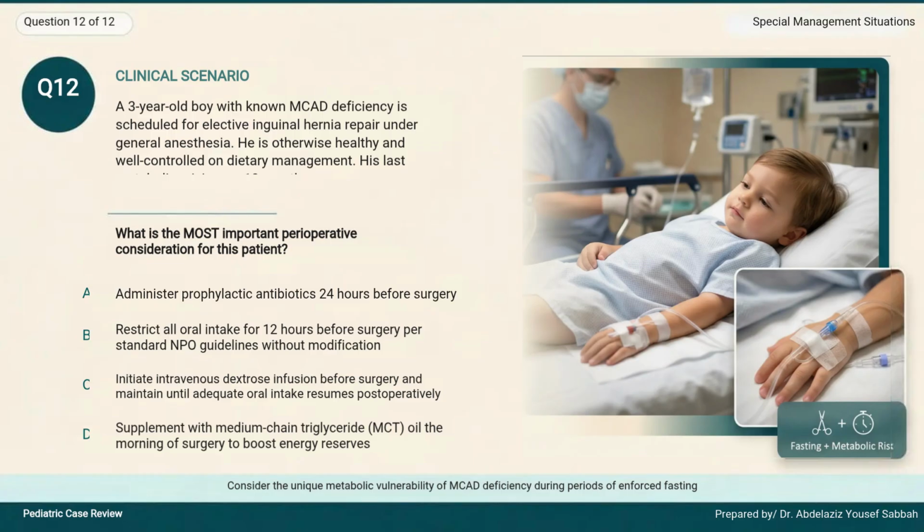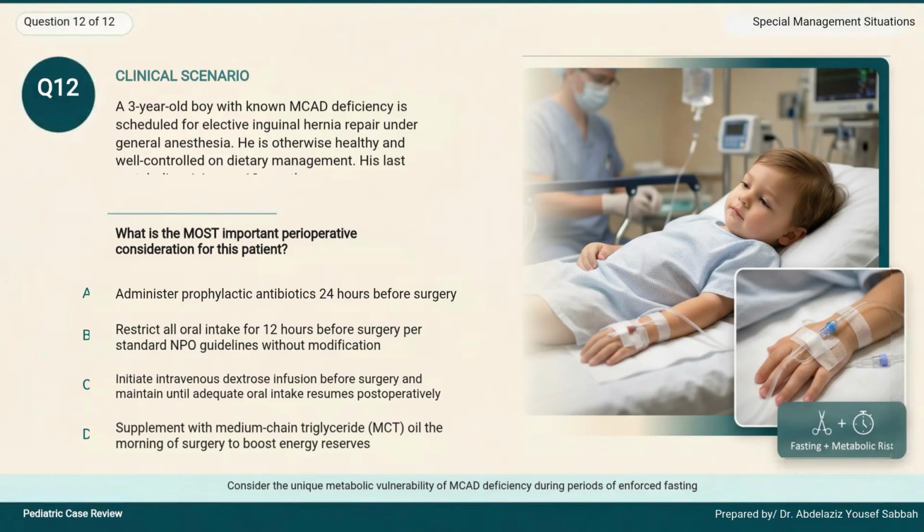Case 12. A 3-year-old boy with known medium-chain acyl coenzyme dehydrogenase deficiency is scheduled for elective inguinal hernia repair under general anesthesia. He is otherwise healthy and well-controlled on dietary management. His last metabolic crisis was 18 months ago. What is the most important perioperative consideration for this patient?